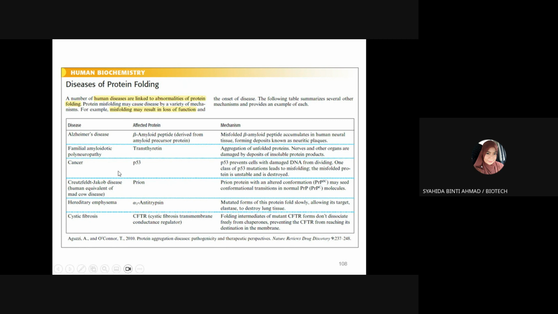There are others. I think P53 is common in cancer. P53 prevents cells with damaged DNA from dividing. One class of P53 mutation leads to misfolding, and the misfolded protein is unstable and destroyed. There are other examples you can read out. Basically, all of them involve the misfolding of the protein.